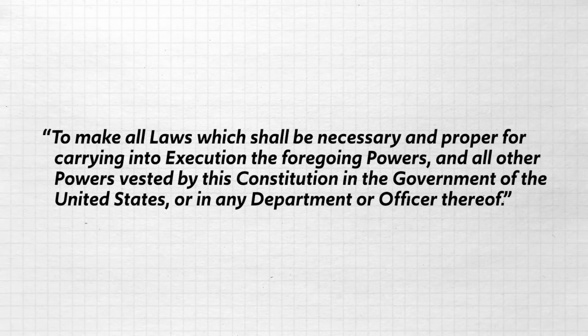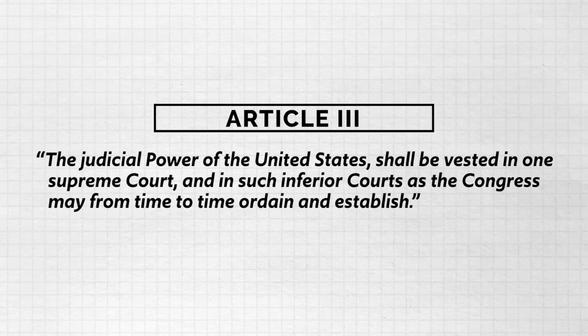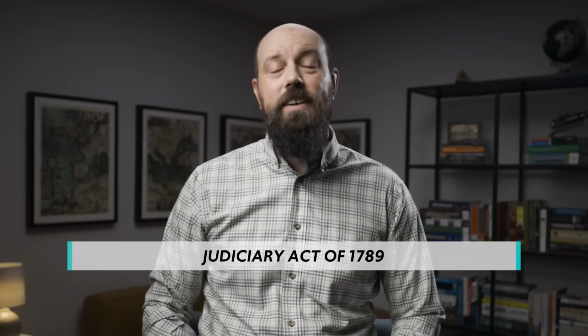Okay, and then Article 3 deals with the judicial branch, and it says that the judicial power of the United States shall be vested in one Supreme Court and in such inferior courts as the Congress may from time to time ordain and establish. So the Constitution provides for one federal Supreme Court and then gives Congress the power to establish other courts, which it did in the Judiciary Act of 1789.